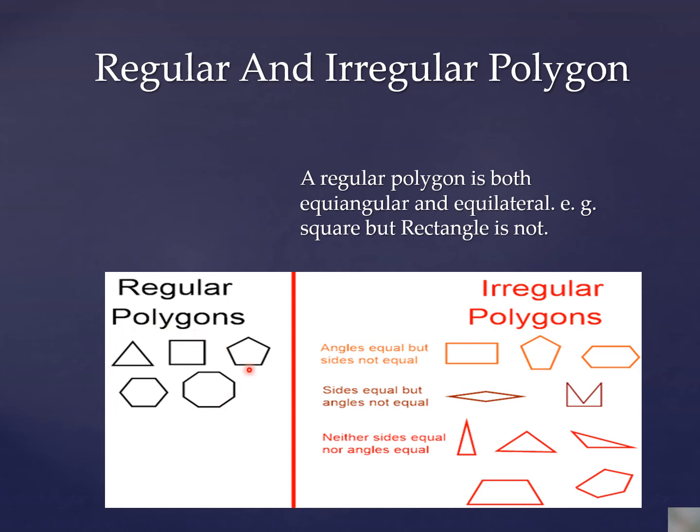Now these all are regular polygons and these are irregular polygons. Here you can see angles are equal but sides are not equal. Here sides are equal but angles are not equal. And here in this case, neither sides are equal nor angles are equal.